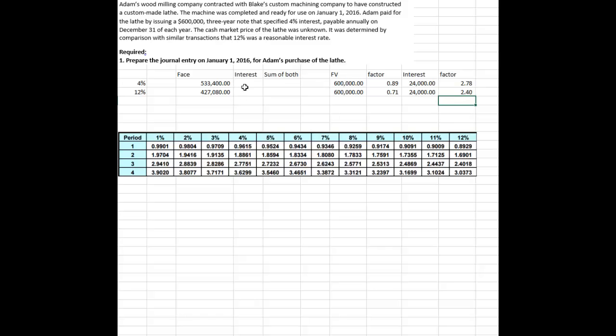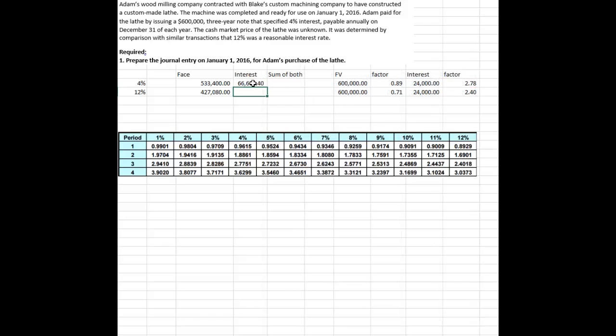Okay, so the present value of the interest payments using 4% as my discount rate is the 24 grand, the ordinary annuity, times the factor. And I do the same thing for the 12%. It's the ordinary annuity times the factor. Okay, so the present value of both of these added together. See how different that is?